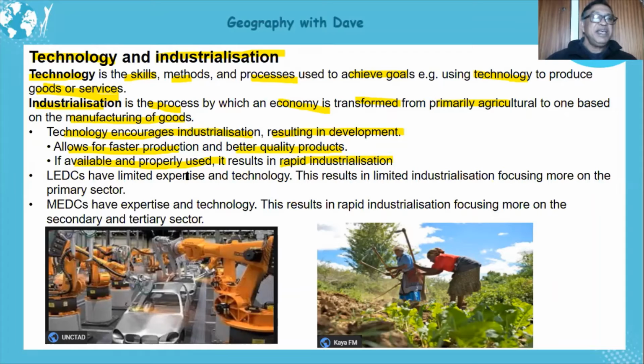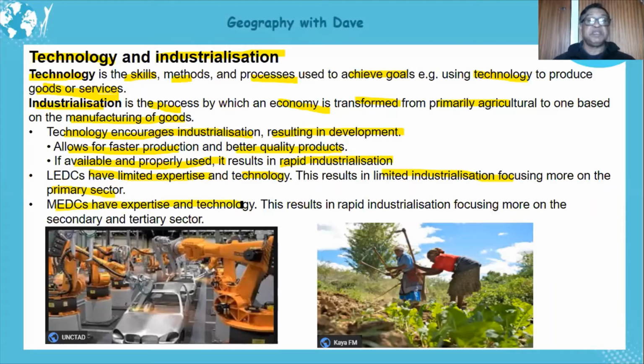All right. LEDCs have limited expertise and technology. Doesn't mean they're not intelligent. You understand? They have limited skills, and this results in limited industrialization. Please, again, not intelligence, it's skills. They haven't had the skills. You understand? And therefore they focus more on the primary sector.